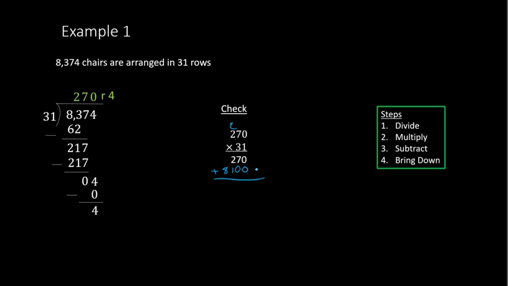And then we can add these together. 0 plus 0, 7 plus 0, 2 plus 1, and then 8 in the front. That gives you 8,370. Plus the remainder of 4, that gives you 8,374. And that matches the dividend, so therefore we do have the correct solution.